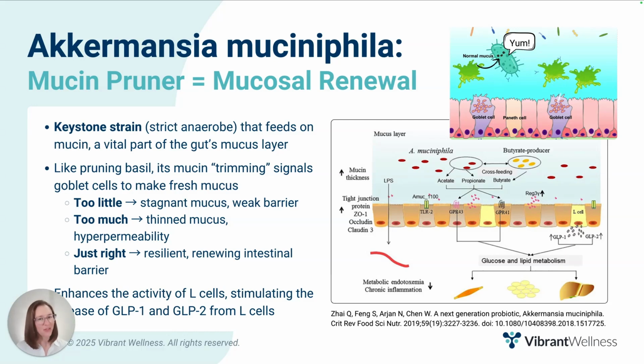Now, given the widespread use of GLP-1 receptor agonists like semaglutide, it's also worth mentioning that Akkermansia muciniphila can naturally enhance L cell function, promoting endogenous GLP-1 and GLP-2 secretion.